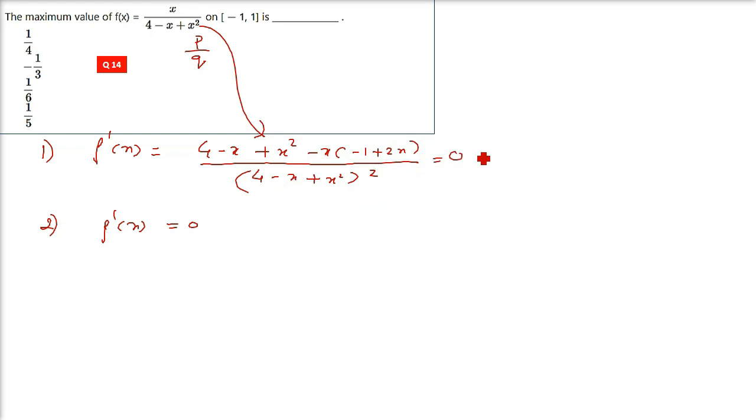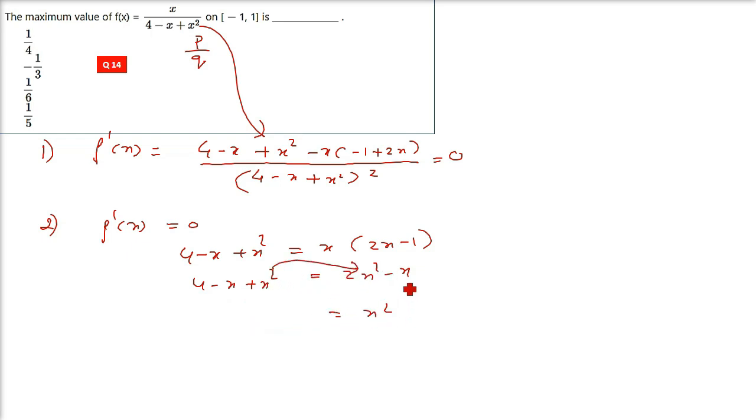This denominator of course is going to be 0 if you multiply both sides by the denominator. It is eventually going to subside. So we are interested in the numerator. When we equate this numerator to 0, 4 minus x plus x square will be equal to x into 2x minus 1. From here you get 2x square minus x. Here you get 4 minus x plus x square. So just cancel this x, 2x square and x square will give you x square, and you get x square equals to 4. So x will be equal to plus minus 2.